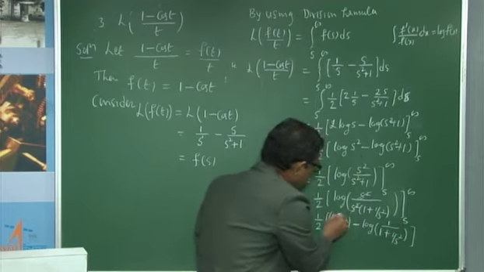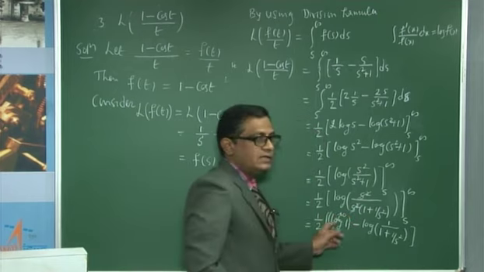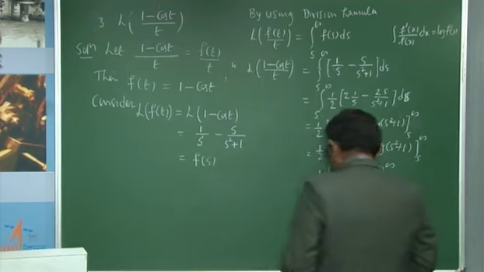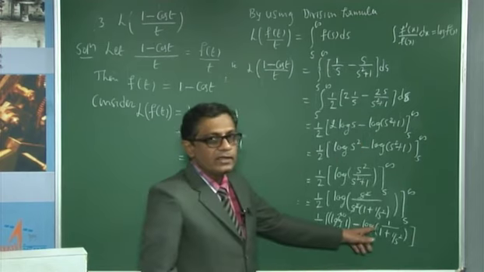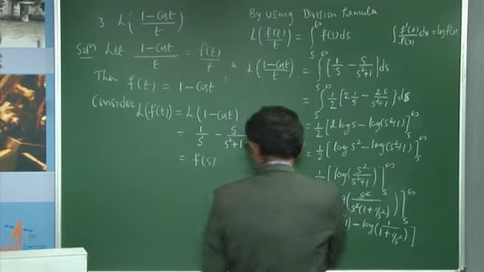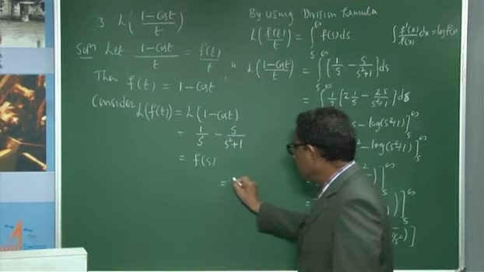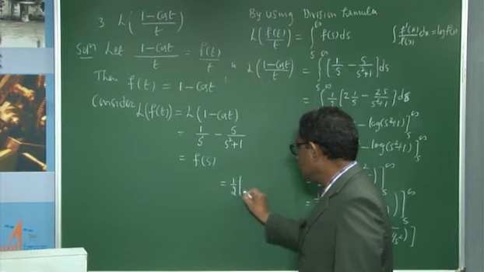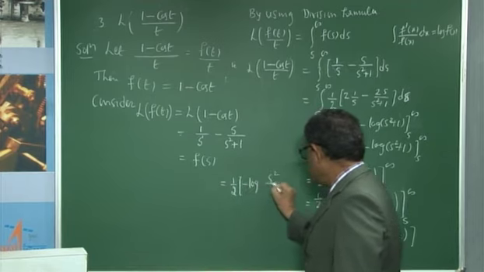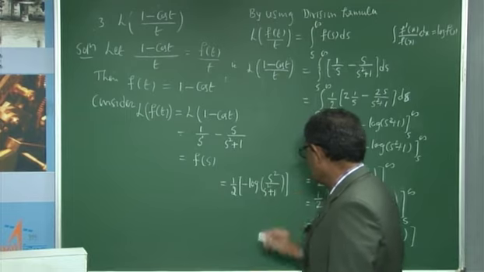Now, as we know, log 1 is 0. Again, if you take s square outside, s square as LCM, what you are getting? Now, this is equal to 1 by 2 minus log of s square divided by s square plus 1 you are getting.